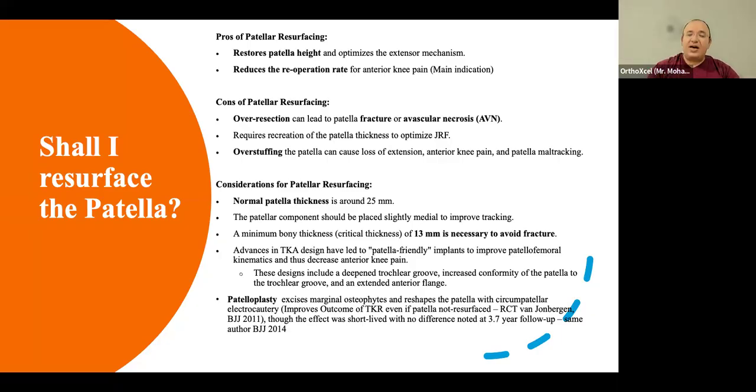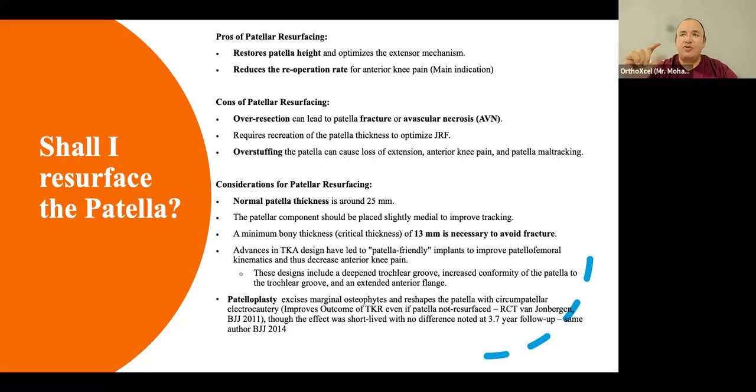On the other side, the resurfacing of the patella is not always benign, because you can easily cut more than enough and end with a fracture of the patella. You can easily dissect a lot around the patella and end with avascular necrosis. Or on the other side, you cut less from the patella, and this will end with overstuffing, loss of extension, and anterior knee pain. So what shall I do to get my patella resurfacing proper?